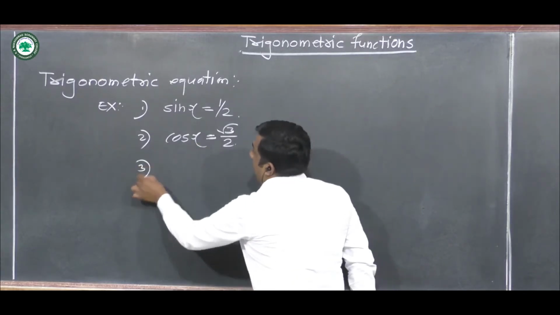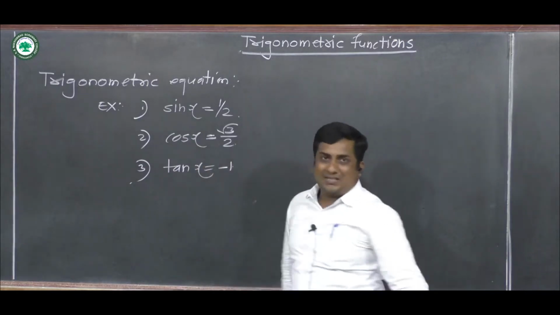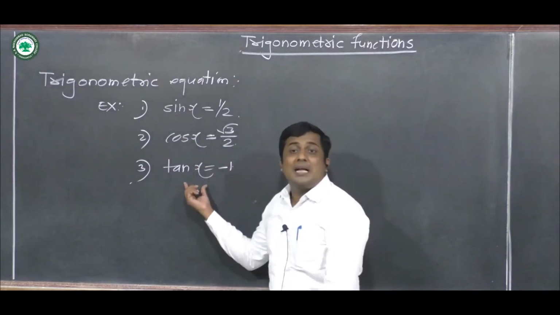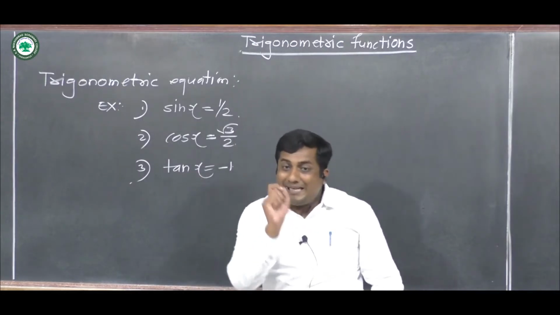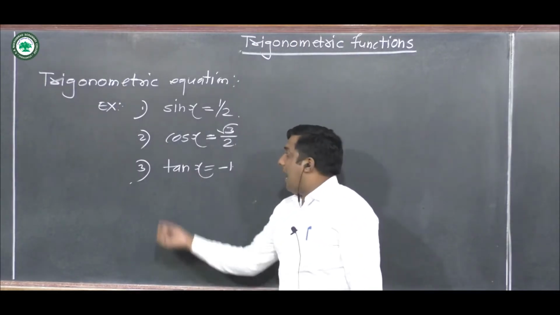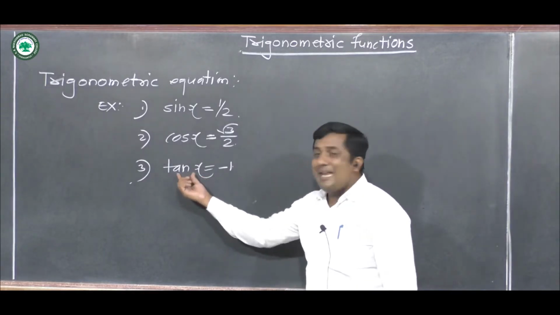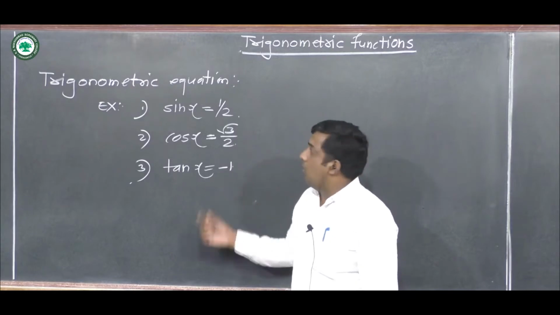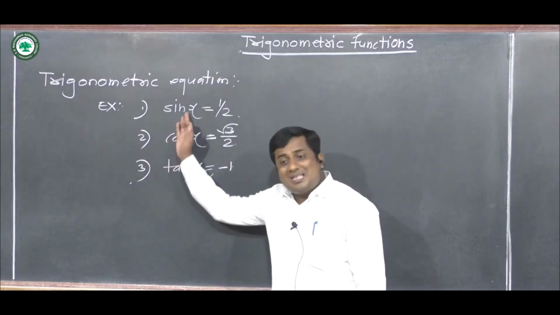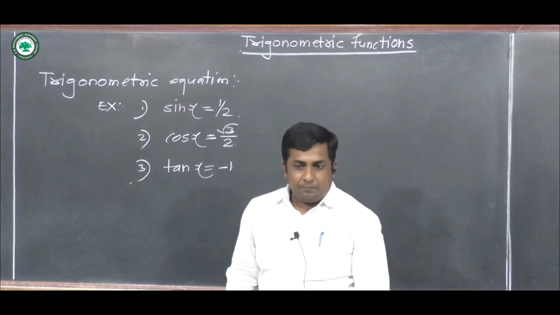Then in the third, we consider tan x is equal to minus 1. Again, this is also a trigonometric equation, since here the trigonometric function tan is given and the unknown angle is x. Here the value of tan x is minus 1. So we consider these three examples to define the trigonometric equation.